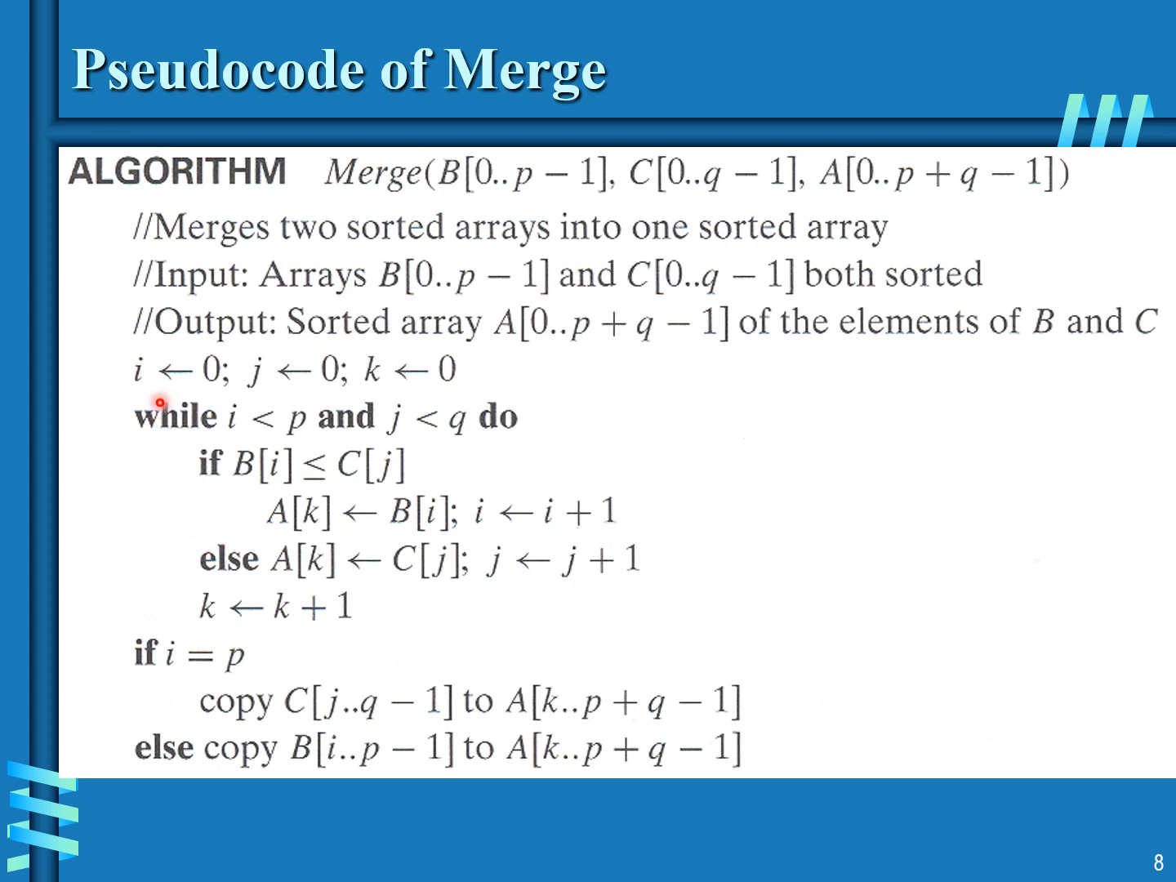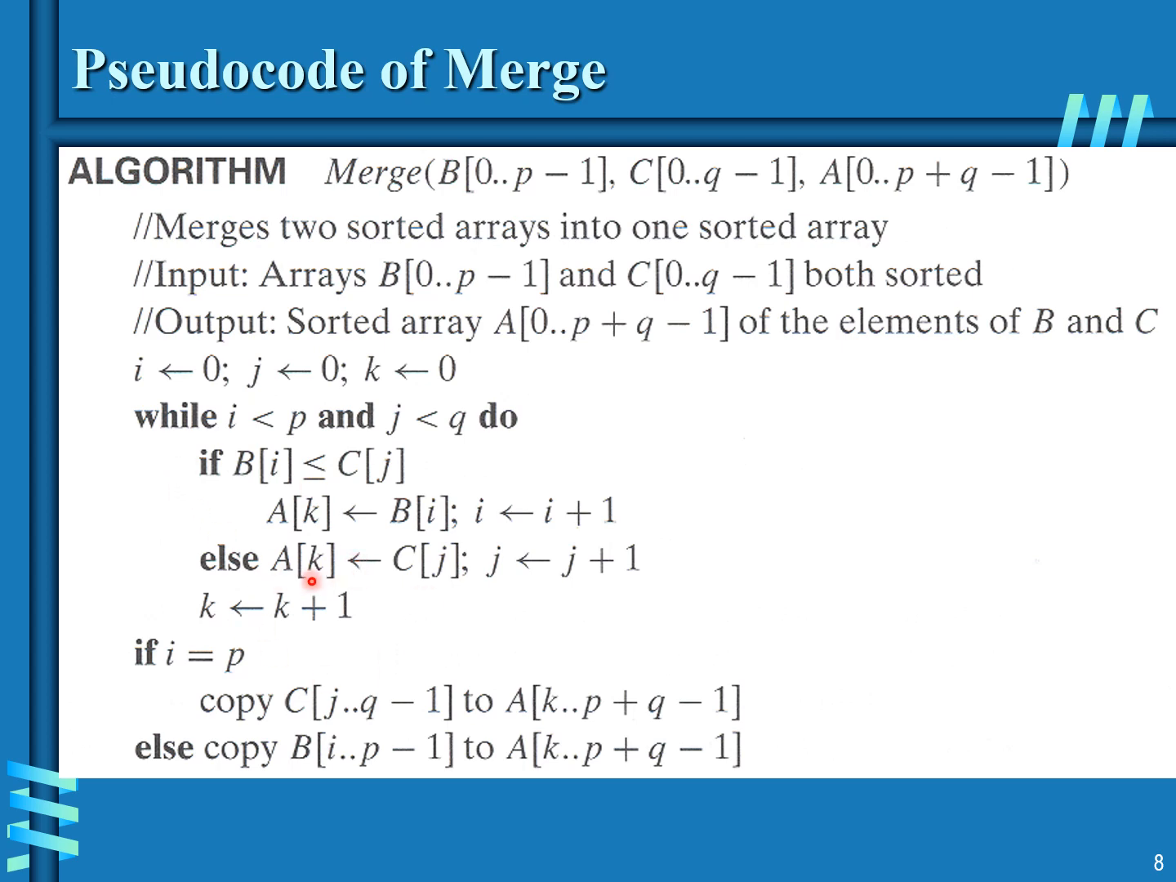So we'll set the index for array B, i equal to 0. Then we'll set the index pointer j equal to 0 for moving the elements in array C, and k equal to 0 for the index pointer of array A. What we have to do in the concept of merge is compare the elements pointed to by both pointers, and whichever is less, you move into the resultant array.